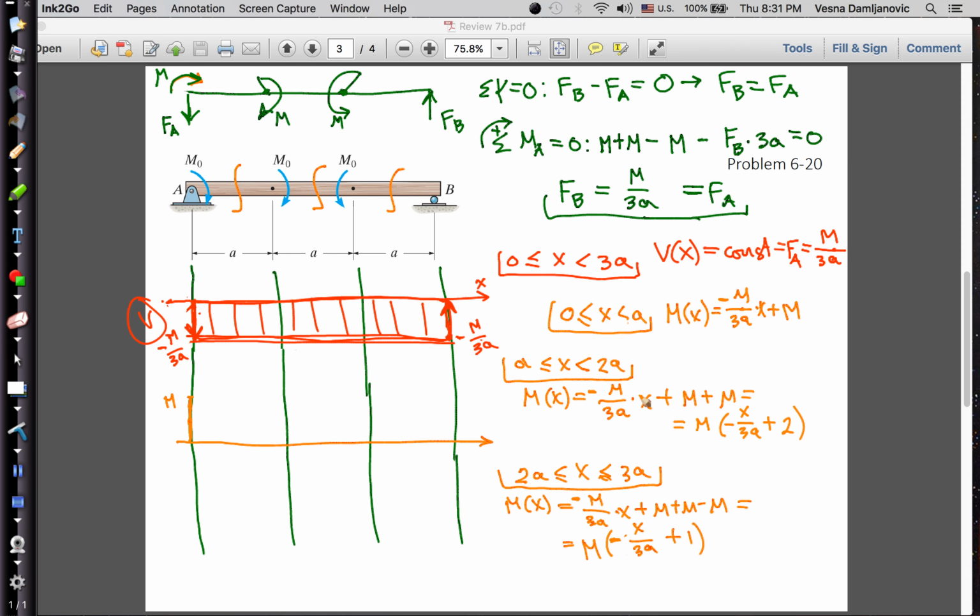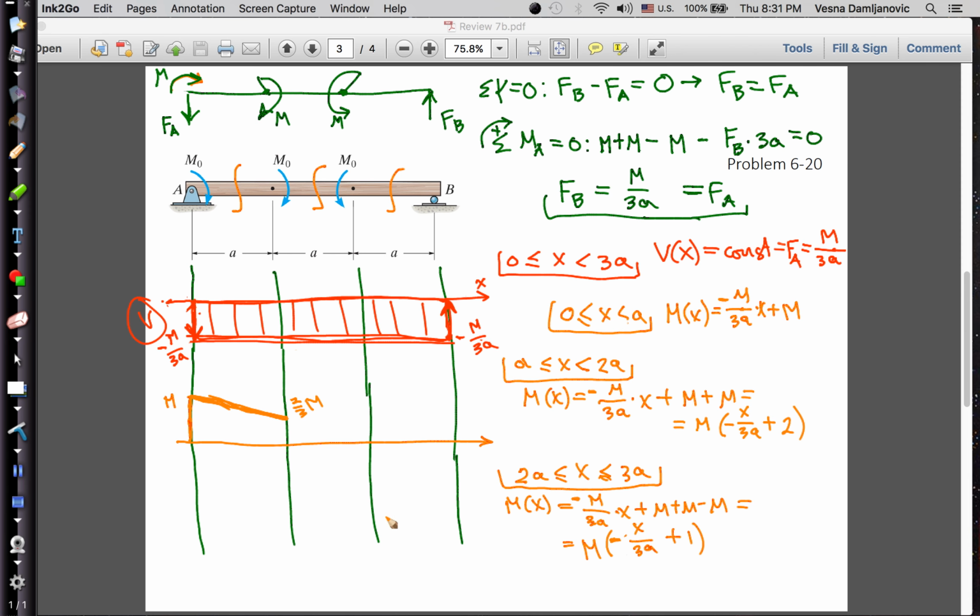Okay, so now when you go and start plugging and chugging, in the first span, x equals 0, the moment is just M. When you plug x equals a, you plug it here, you get minus M over 3 plus M. And so sure enough, that's how it drops down to 2/3, but just in a straight line, because this is a constant function, the shear, right? So this is 2/3 M right there.